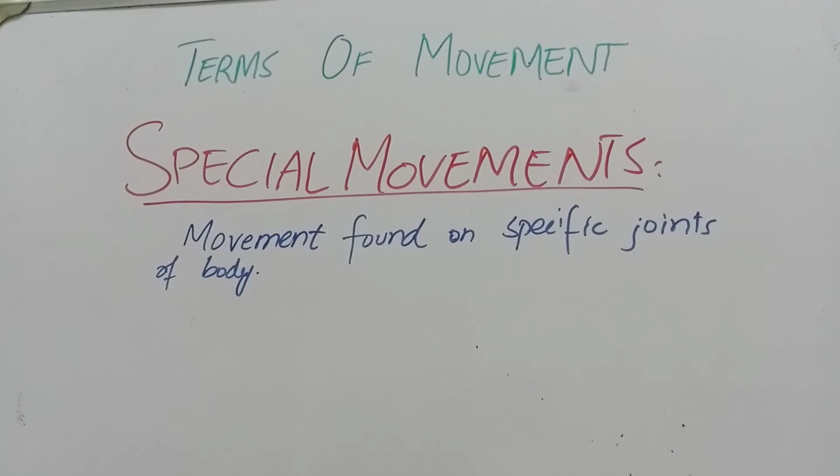Now the special movements. We have already discussed the gliding movements and the angular movements. Now the third type of movements are the special movements. Why do we call them special movements? Because these movements are found only at specific joints. They do not occur at all the joints of the body. They are only allocated to specific joints of the body. That's why they are called special movements.